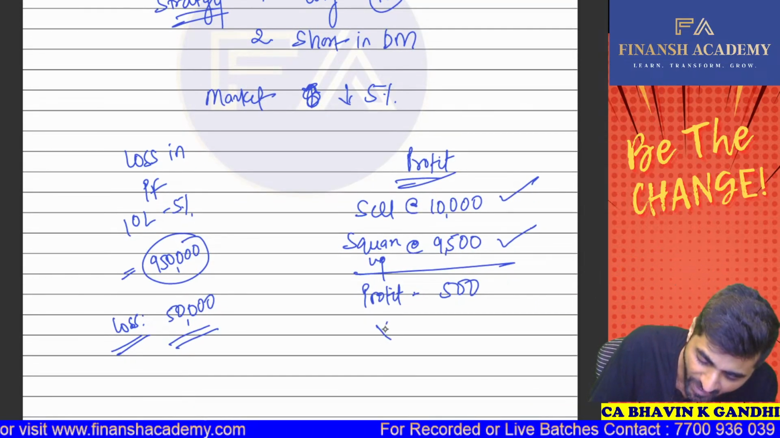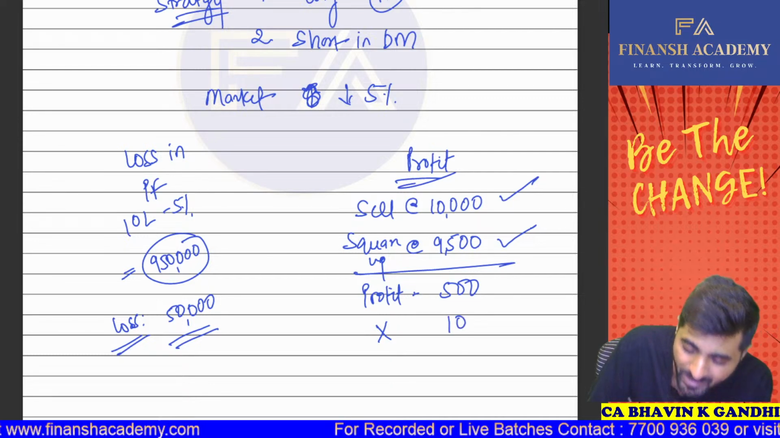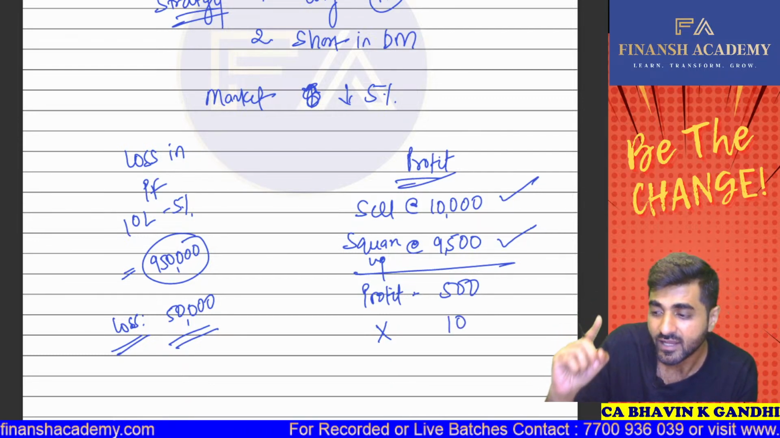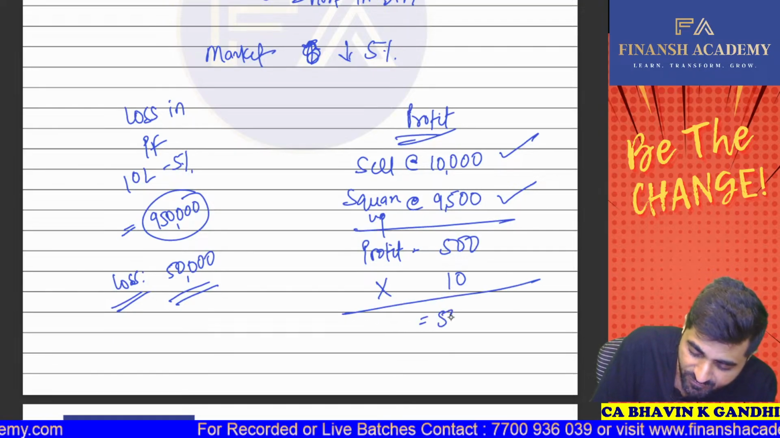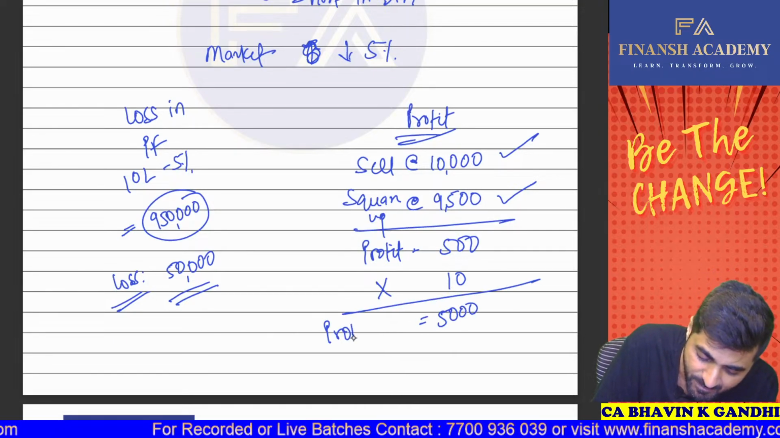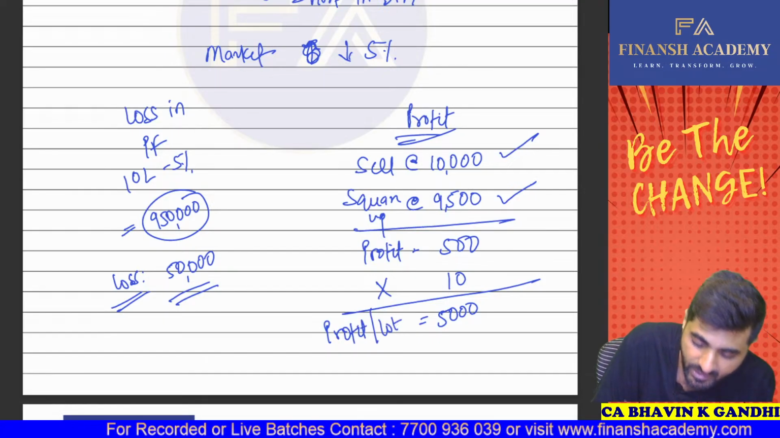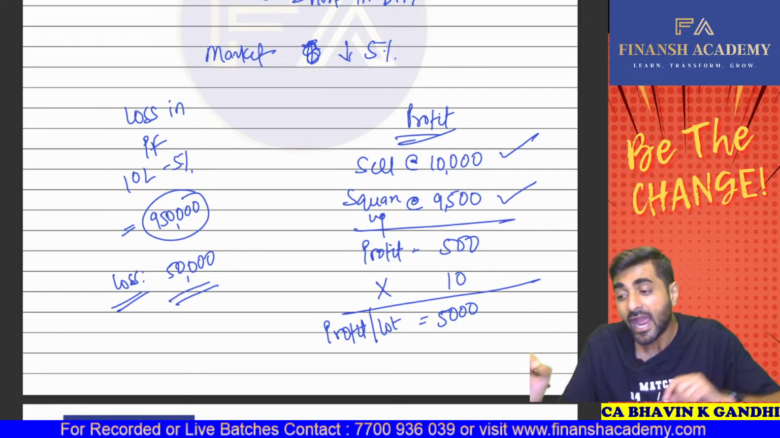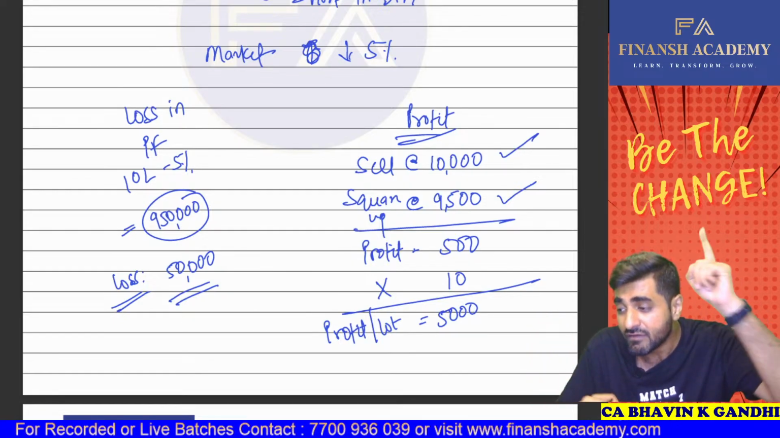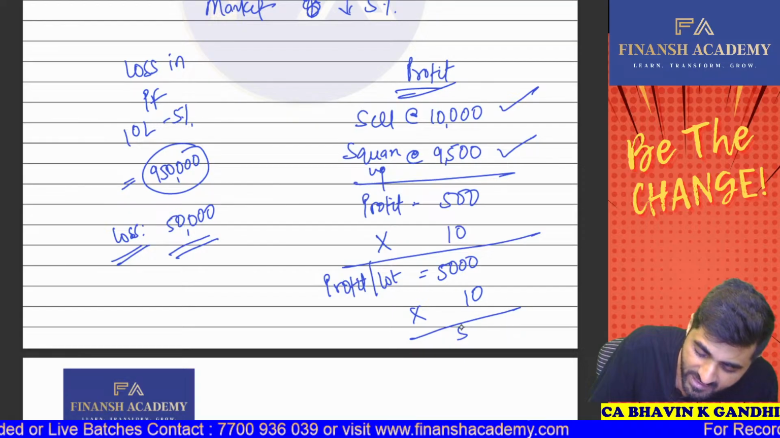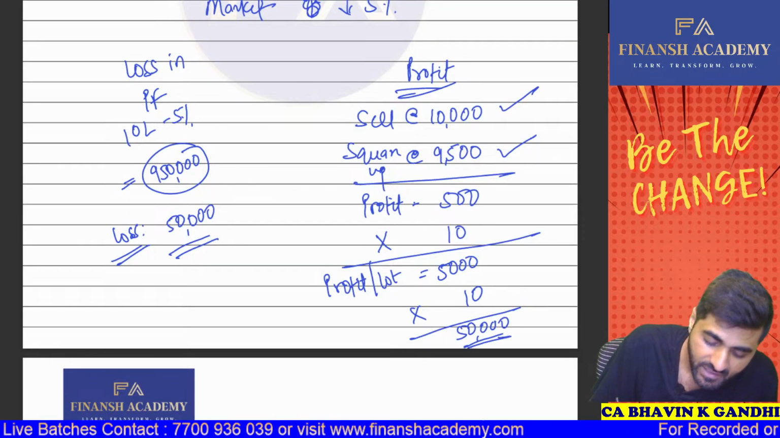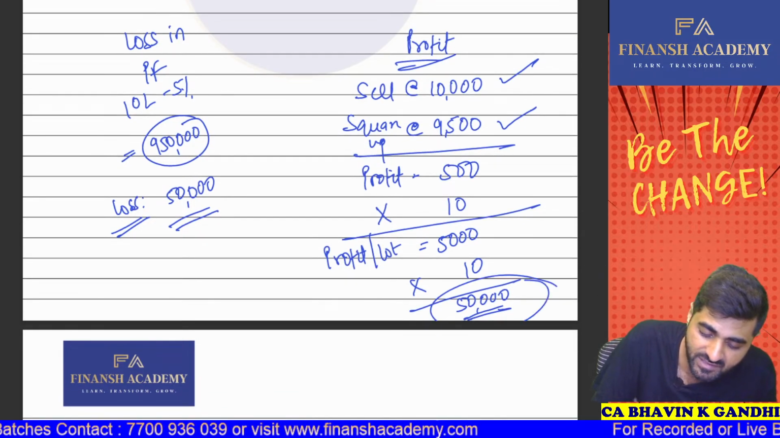Now this profit of 500, I need to multiply by how many Nifties were there in one contract. So there were 10 Nifties. So I'll multiply that by 10. So there is 5,000 rupees. This is my profit per lot, profit per contract. And mind you, my dear students, we had actually taken into consideration 10 lots. So if this is 10 lots, can I say this is 50,000 rupees? So ultimately, this is the profit, this is the loss.